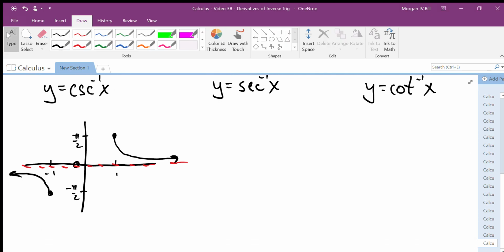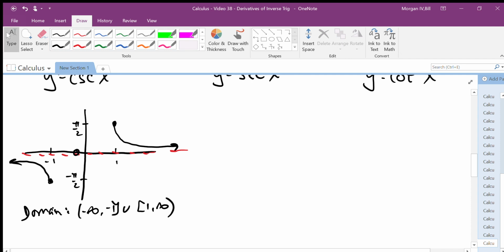A couple of things to point out. One, domain here. Domain goes from -infinity to -1, union 1 to infinity. Range, there's that horizontal asymptote at y equals 0, the dotted red line there, that the curve never actually touches. So this range is actually from -pi/2 to 0, union 0 to pi/2.